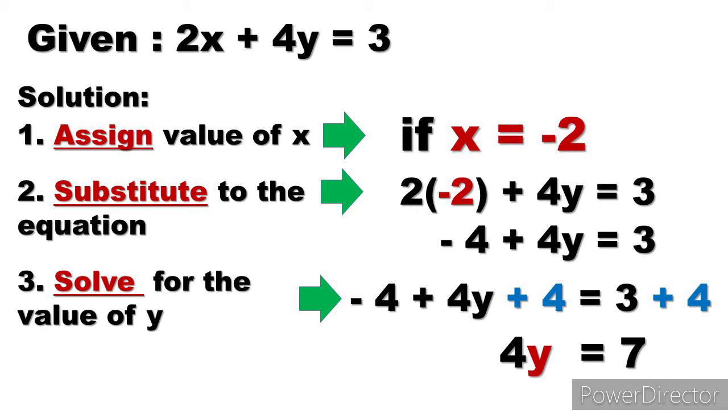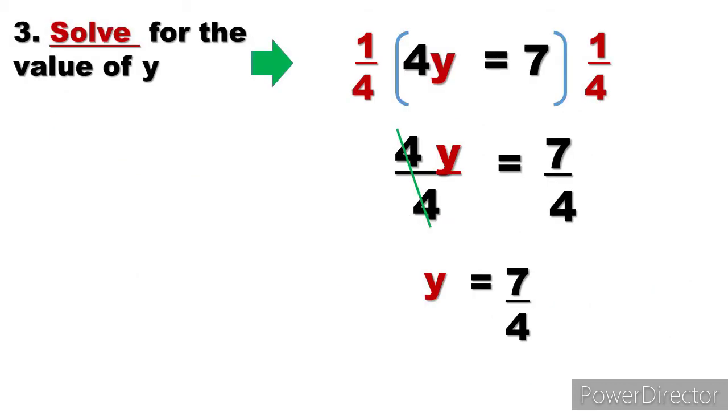Okay, and then simplify. Negative 4 plus 4 is 0. So, ang maiiwan lang ay 4y. And then, 3 plus 4 equals 7. So, ang new equation natin ngayon is 4y equals 7. And then, isa-solve natin yung value ng y.